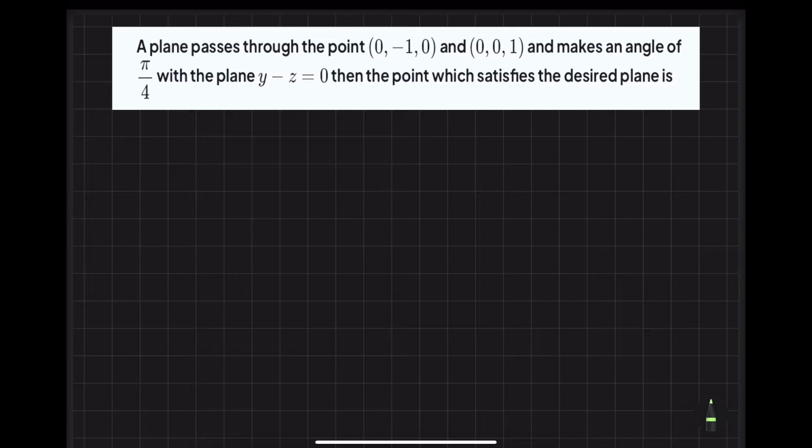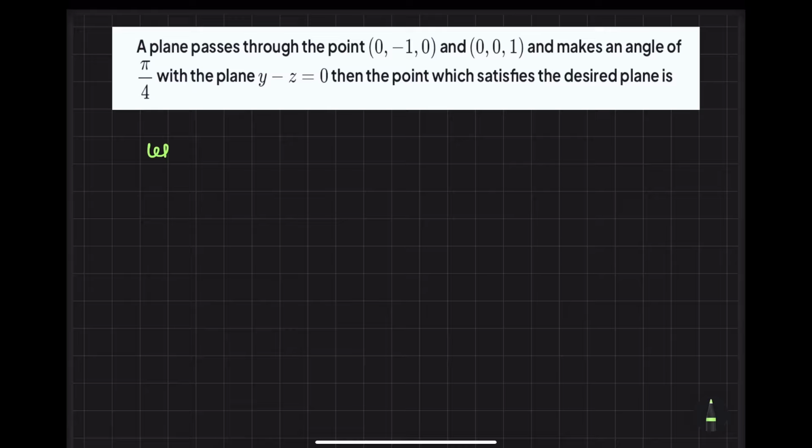So, we got a wholesome new problem which says a plane passes through the point this and this, and makes an angle of 45 degrees with the plane this. Then, which of the following points satisfy the desired plane? So, first you need to find out the plane which will pass through the point this and will make 45 degrees with this plane. Okay, so look at this, how we will solve this problem.